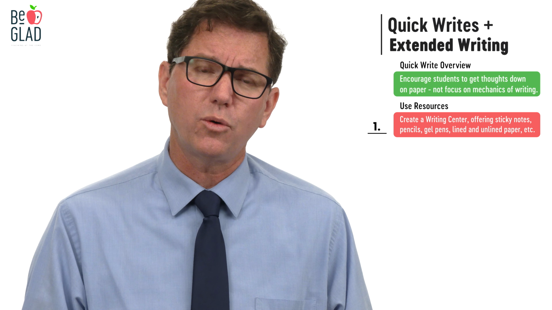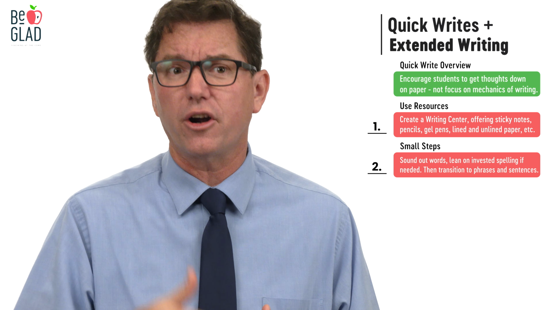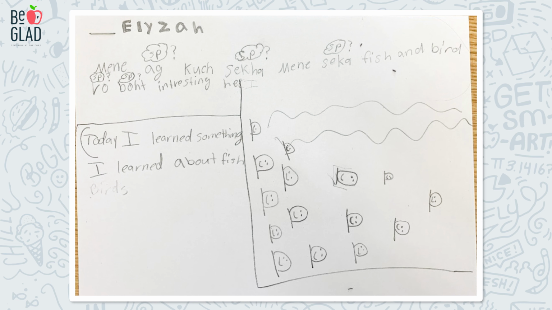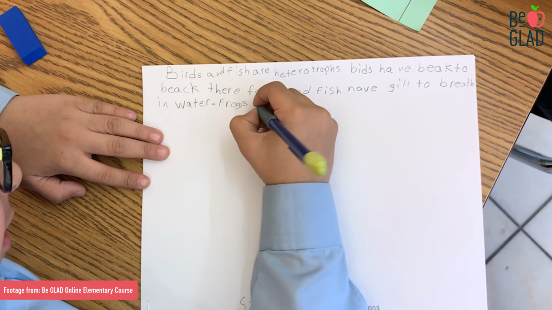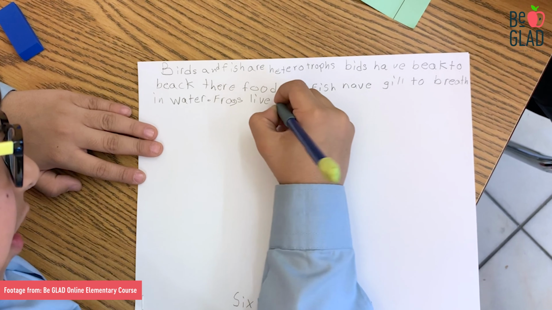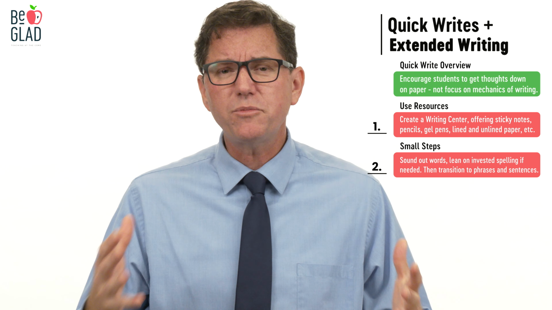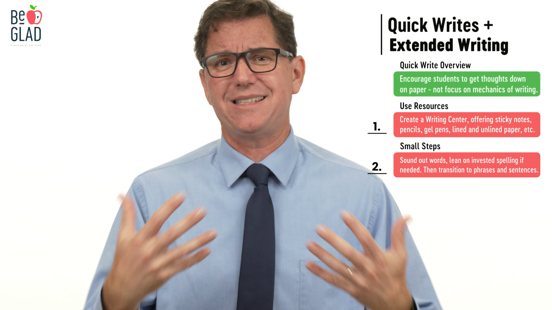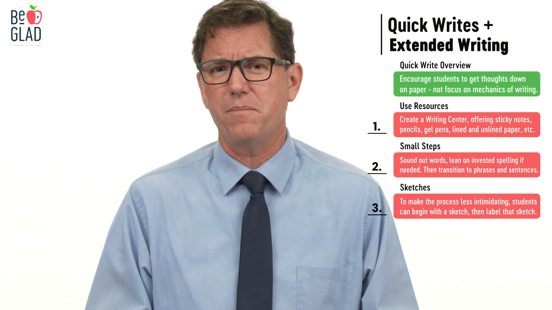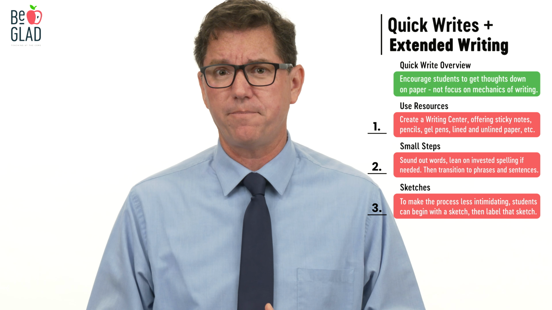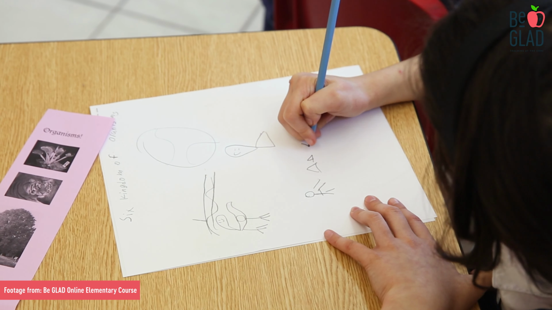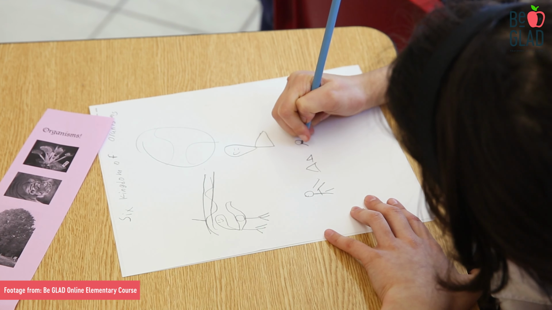If they don't know how to write the word, they can start with the first letter of that word or the sound. They can begin with invented spelling. They can then add a word or a short phrase, then longer sentences. Sometimes students want to begin by making a sketch because writing is intimidating for them. Great, encourage that. From there, students can add to their sketch. They can add a label.